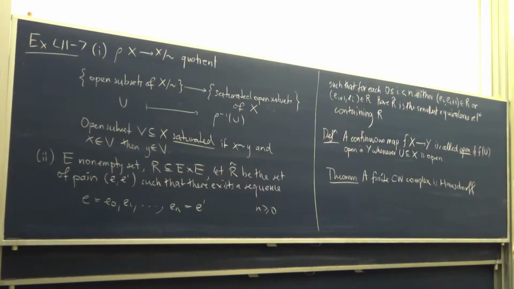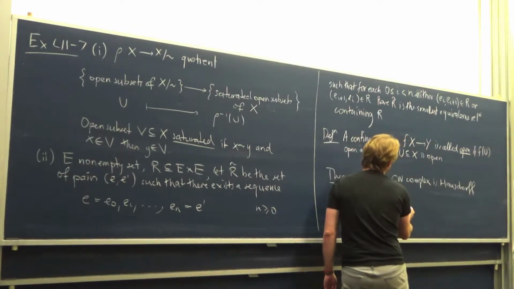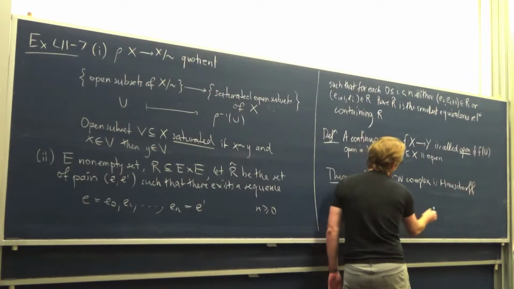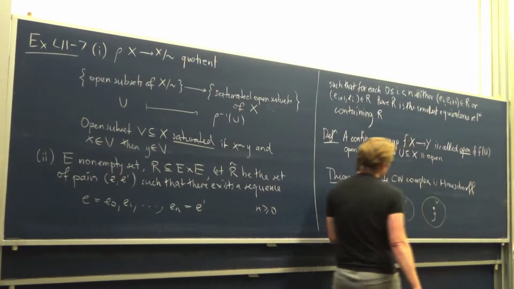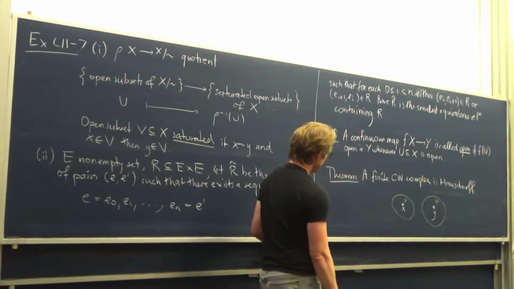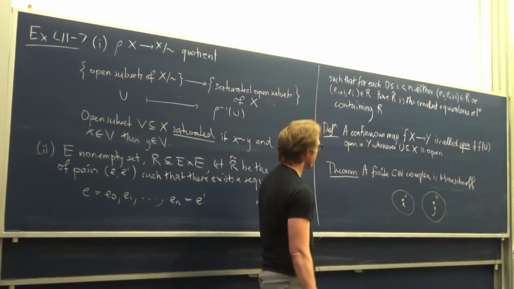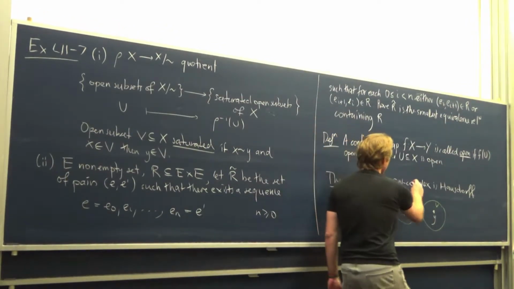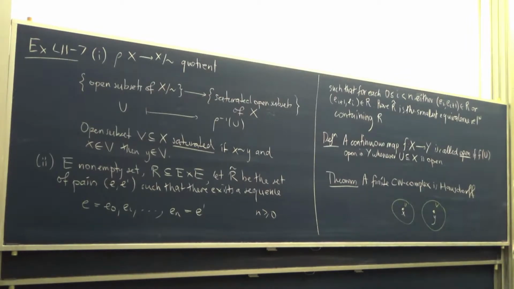Hausdorff meant that given any two distinct points, x and y in my space, there existed disjoint open neighborhoods of x and y respectively. Full stop, end of sentence. Okay, so I want to prove that a finite CW complex is Hausdorff. Well, we proved that finite CW complexes were compact. That was easy, right? Because disjoint unions of compact things were compact, quotients of compact things were compact. So CW complexes are constructed by disjoint unions and quotients, so they're compact, from compact pieces.